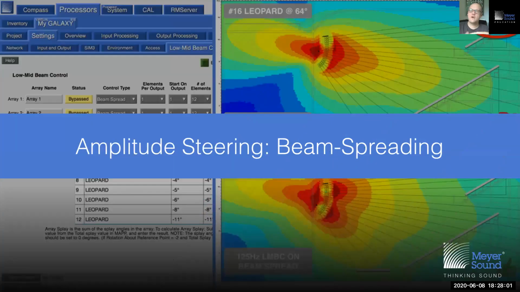Now, if we go to mid and high frequencies, where our individual line array elements start to become very directional, to the point that they are a laser with 10 degrees at 16 kilohertz, give or take, now it becomes an exercise in point and shoot. And basically, we've already discussed this during the auto splay webinar.